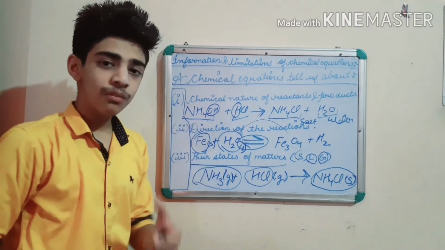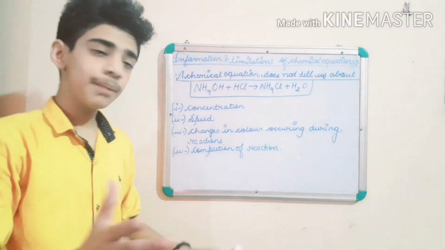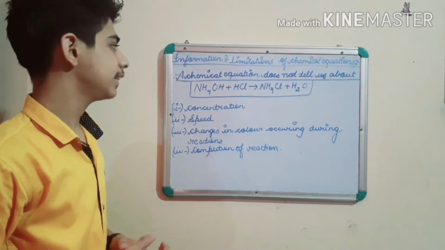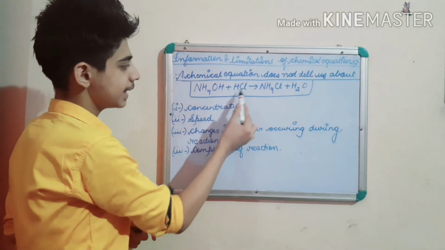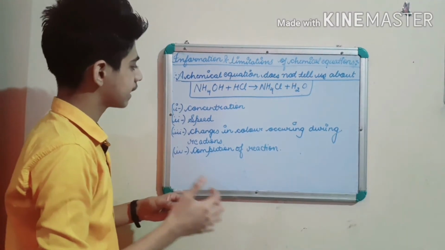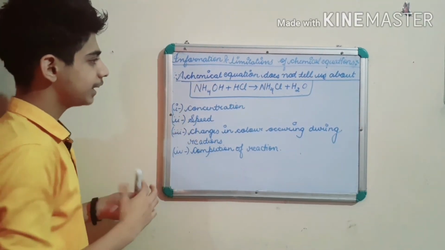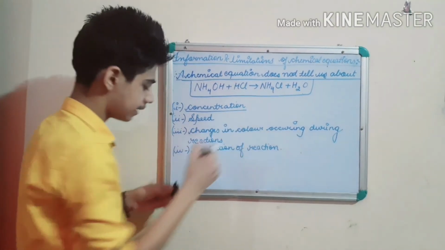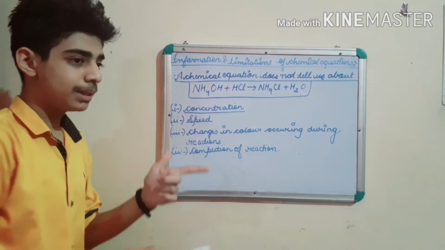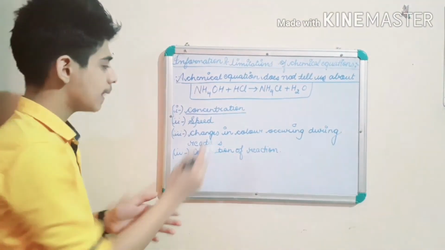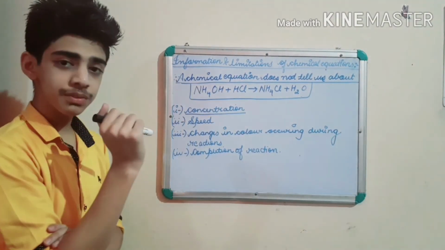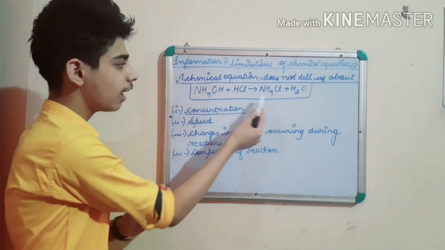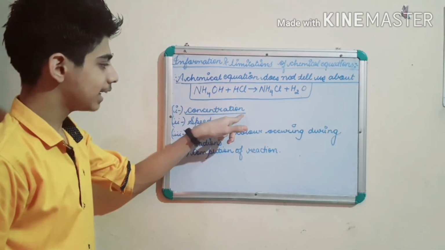Now I am going to tell you the limitations of the chemical equation, that is, what a chemical equation does not provide us. See, here I have taken the reaction NH4OH plus HCl gives NH4Cl plus H2O. So the first thing which the chemical equation does not tell us is concentration. Concentration means the amount of reactant or product we have taken. Can we tell how much NH4OH we have taken or how much HCl? We don't know how much is taken or how much product is formed. So this is not told to us.